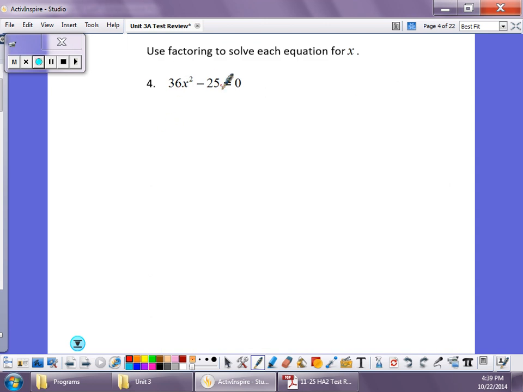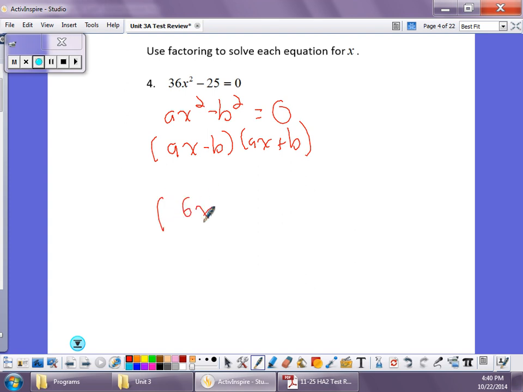All right, now here we want to use factoring to solve for the equation for x. Here you should notice that this is a difference of squares. x squared minus b squared equals 0. So I know I can make that (ax minus b)(ax plus b). So here I have 36x squared minus 25, so that becomes (6x minus 5)(6x plus 5).